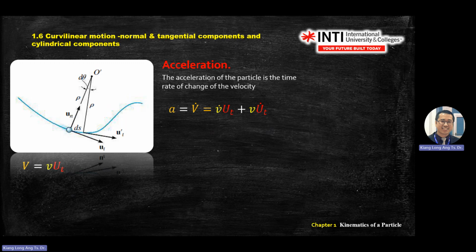Same with this one. The first one, you lock this one, that's why you get ut. You time differentiate this one, you get the first term. Then you lock this one, you differentiate this one, you get v dot. That's the meaning of this time differentiation or chain rule.